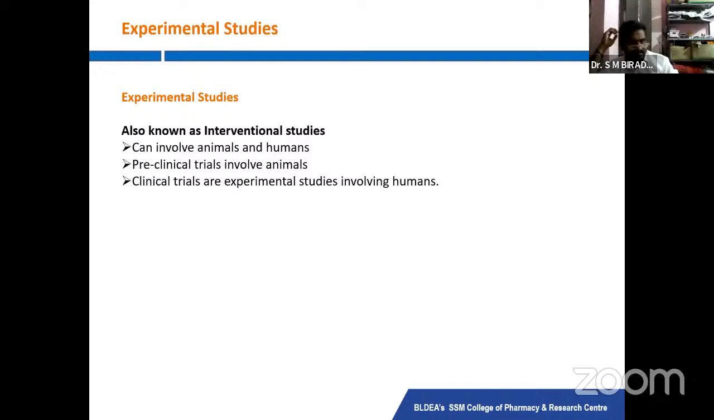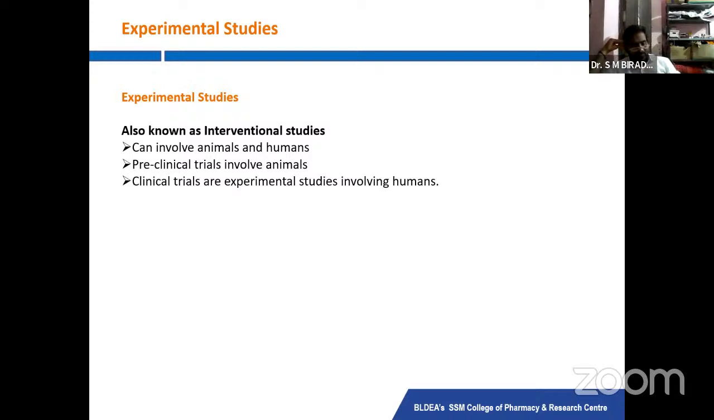Then I'll move to the experimental studies. So what are experimental studies? Experimental studies are where the researchers are actively involved in doing some activity in the participants. Activity in the sense it might be an intervention or an experiment. Most of the time our pharmacology students at BPharm level and PG level carry out these experimental studies.